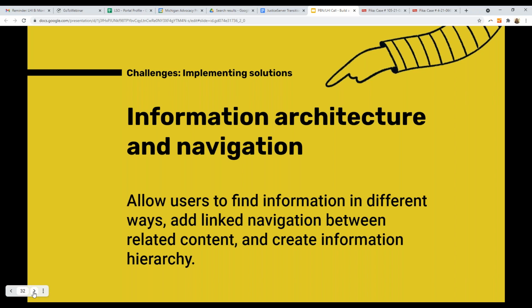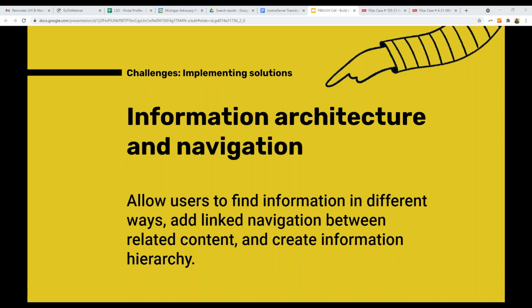Information architecture and navigation was also something that we saw was a challenge across, and it makes sense. You have a lot of different users coming for different goals. So how do you really streamline that flow of information to help folks connect to the right information?